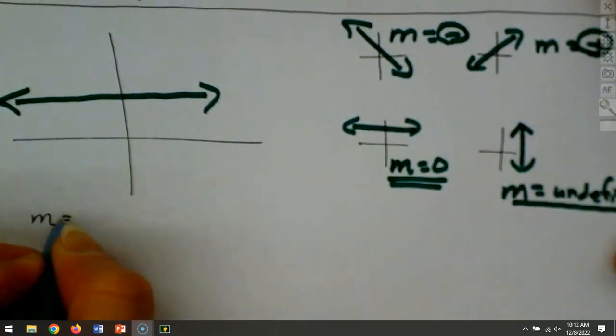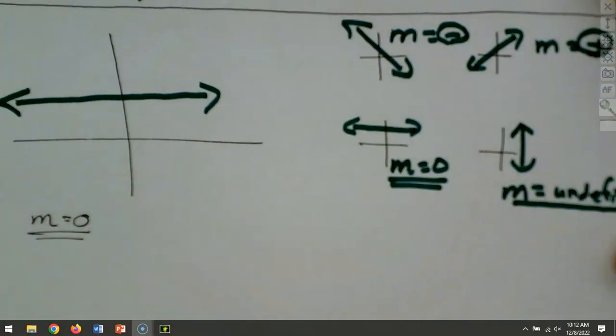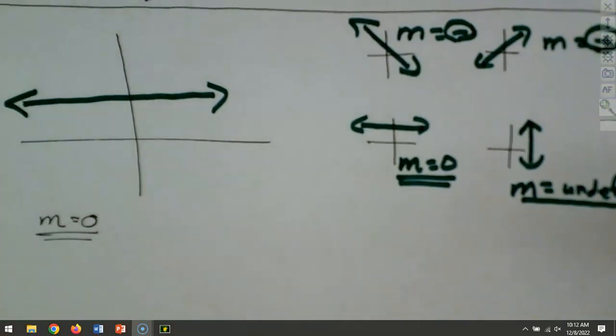What do you think its slope would be? Its slope is going to be 0, isn't it? And that's what I want. Now, if I gave you a vertical line, what would it be? Undefined. Don't miss this question. This is an easy question.